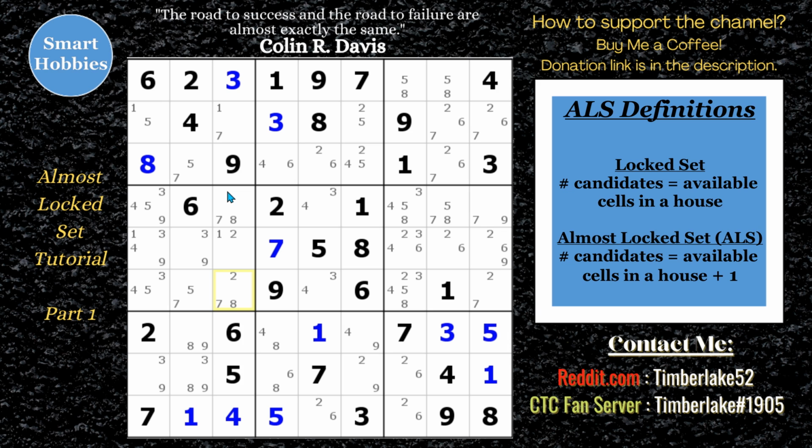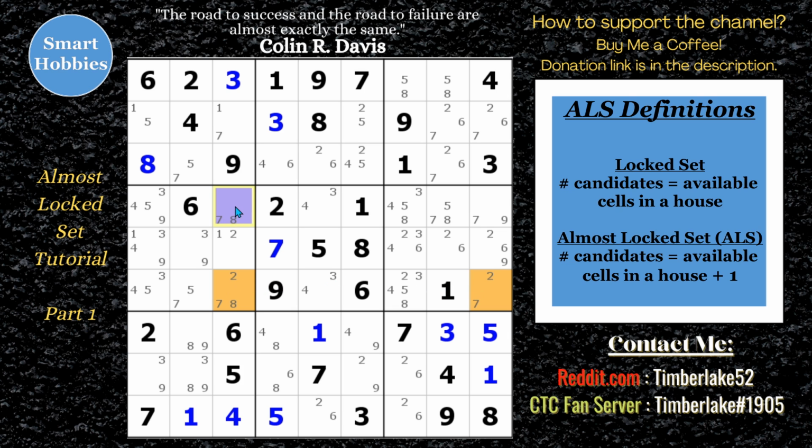Okay, one of the simplest paired almost locked sets that we can put together is an XYZ-Wing. And I'm going to show you, this is why I picked this puzzle, because there's an XYZ-Wing that Mark had solved in this puzzle. And this was the XYZ-Wing. If you remember, an XYZ-Wing is when you have 3 candidates in 3 different cells, so 2, 7, and 8. One of the cells is a pivot, and it sees the other 2.